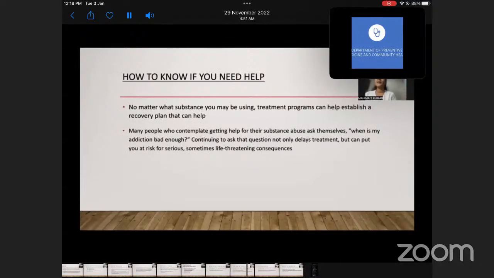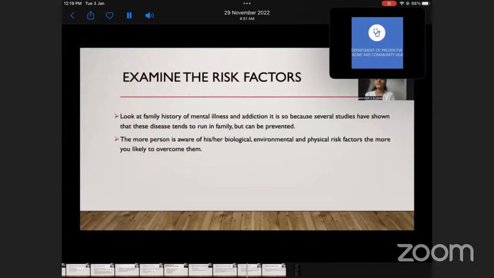How to know if you need help? No matter what substance you may be using, treatment programs can help establish a recovery plan. Many people who contemplate getting help for their substance abuse ask themselves, when is my addiction bad enough? Continuing to ask that question not only delays treatment, but can put you at risk for serious, sometimes life-threatening consequences. Examine the risk factors. Look at family history of mental illnesses and addiction. Several studies have shown that these diseases tend to run in families, but can be prevented. The more a person is aware of his or her biological, environmental, and physical risk factors, the more likely you are to overcome them.